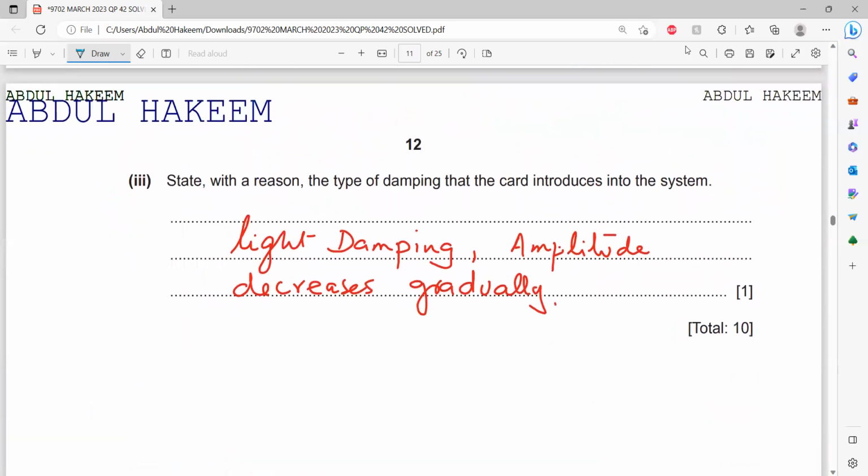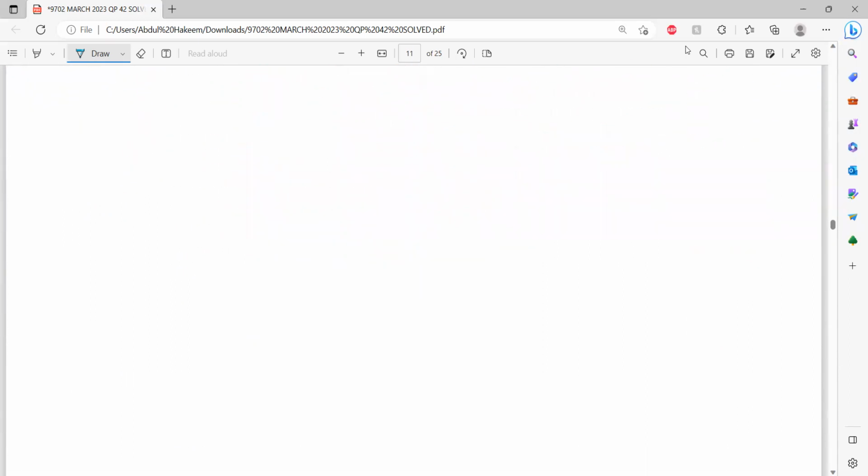State with a reason the type of the damping that got introduced into the system. It is a light damping because the amplitude decreases gradually 8% in each oscillation. So it's gradually decreasing. So it's a light damped system.